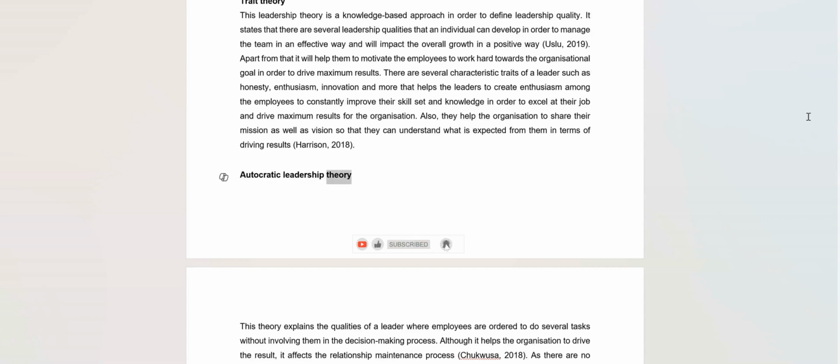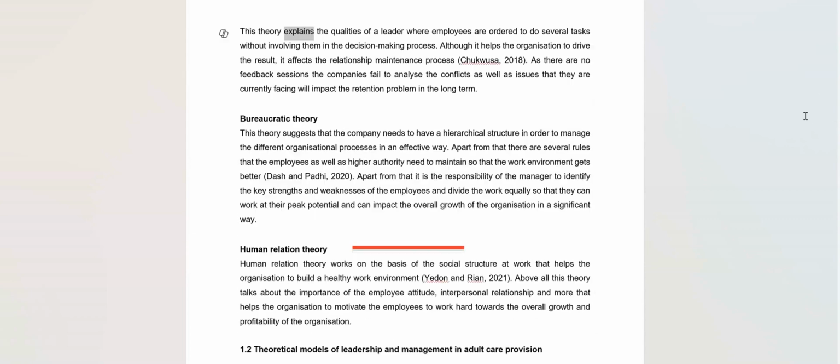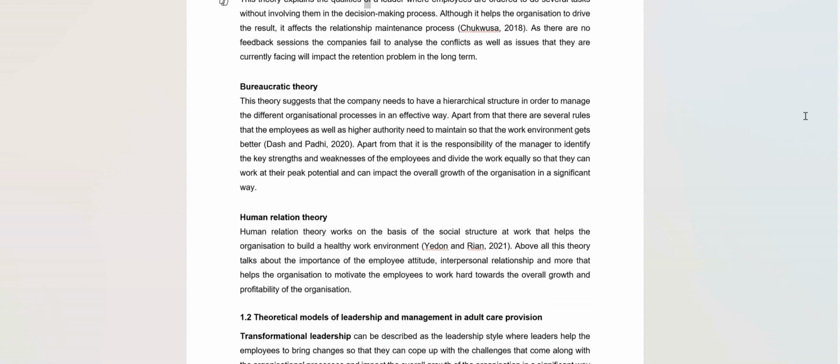Autocratic leadership theory. This theory explains the qualities of a leader where employees are ordered to do several tasks without involving them in the decision-making process. Although it helps the organization to drive the result, it affects the relationship maintenance process, Chakuza, 2018. As there are no feedback sessions, the companies fail to analyze the conflicts as well as issues that they are currently facing, which will impact the retention problem in the long term.